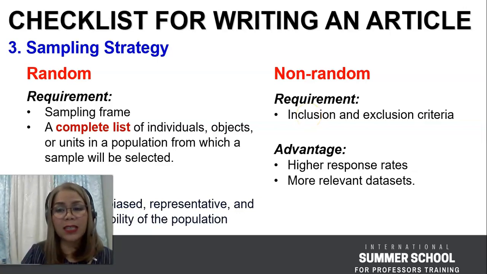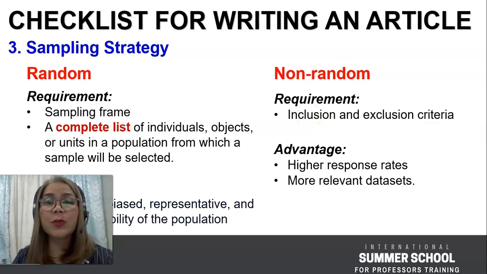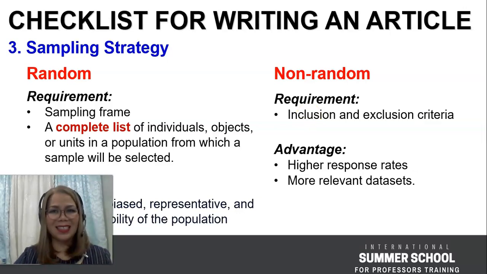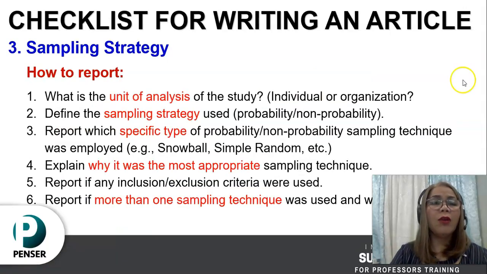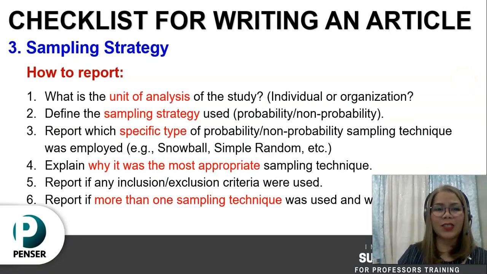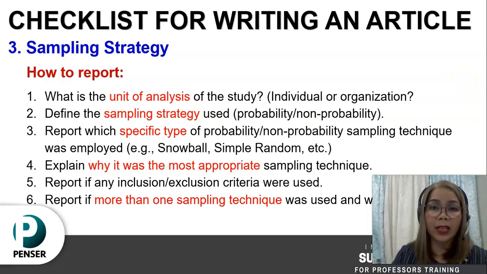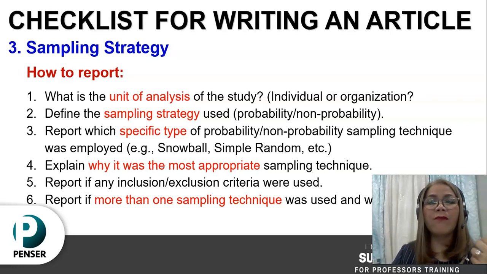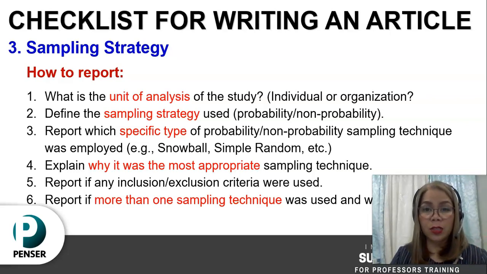And the advantage for this is that you will have a higher response rate and therefore you will have more relevant data sets. Now, how do we report the sampling strategy? According to editors, we need to report what is the unit of analysis, an individual or an organization. And then we have to define the sampling strategy that was used in your study.